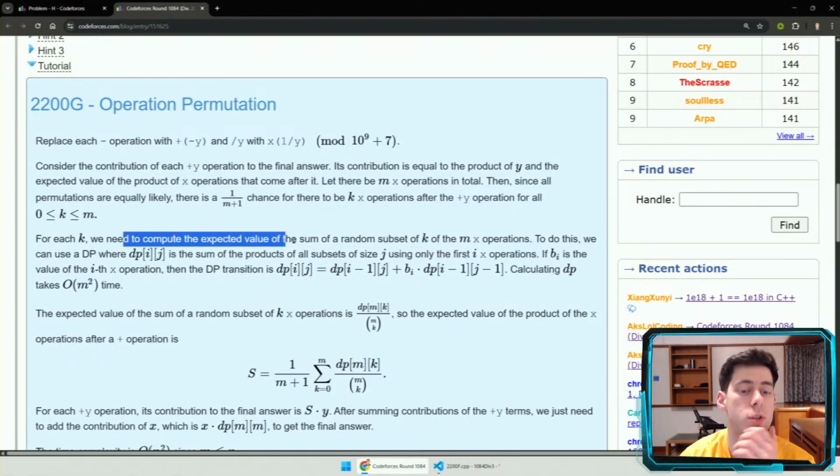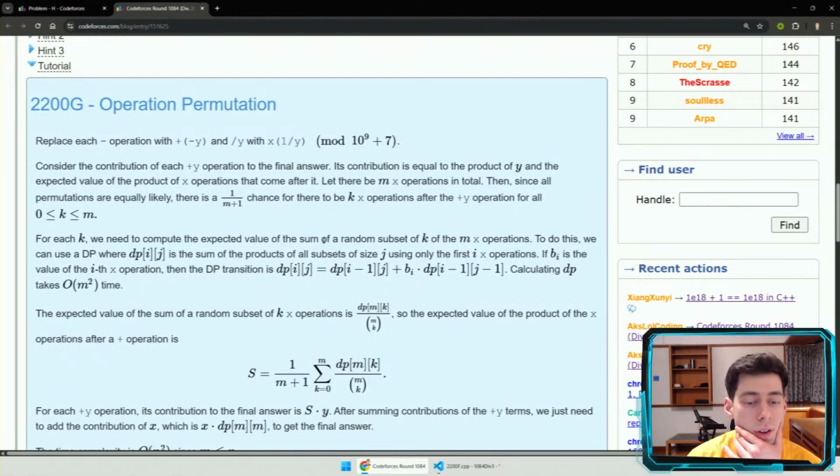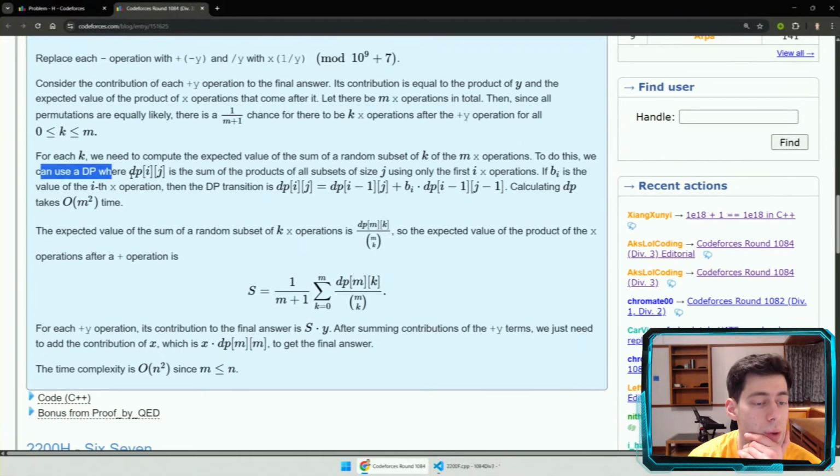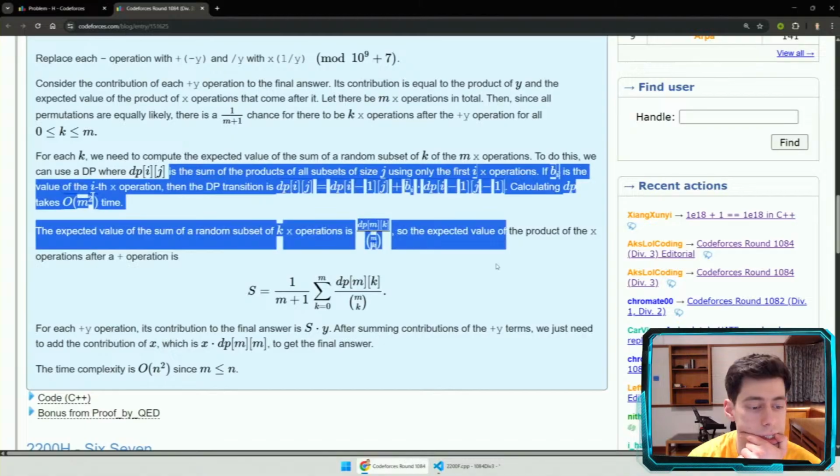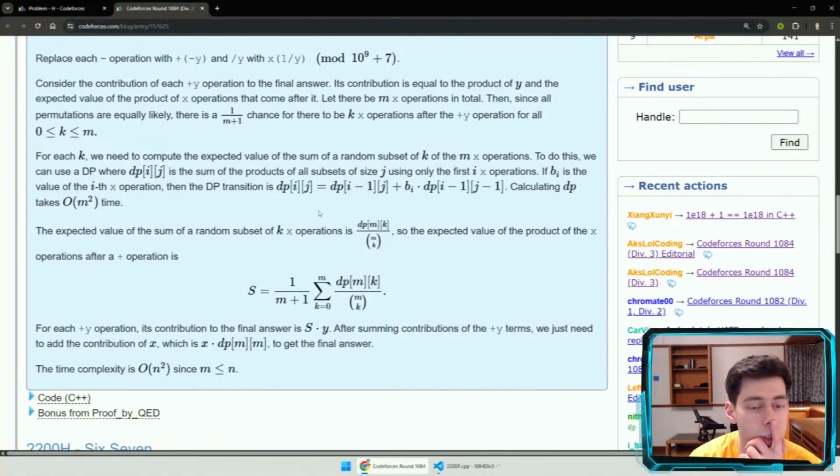For each k, we need to compute the expected value of the sum of the product of a random subset of size k. To do this, we can use a dp, where dp[i][j] is the sum of the products of all subsets. They've done this slightly differently in terms of the actual implementation, but the idea is still the same, I think.